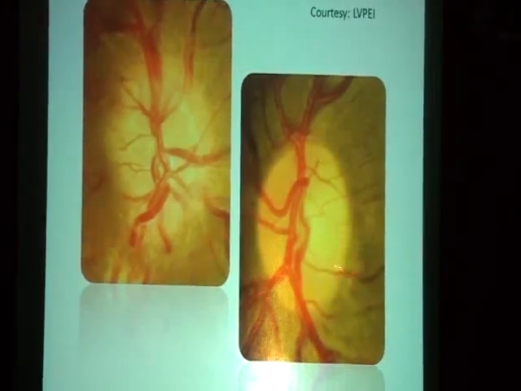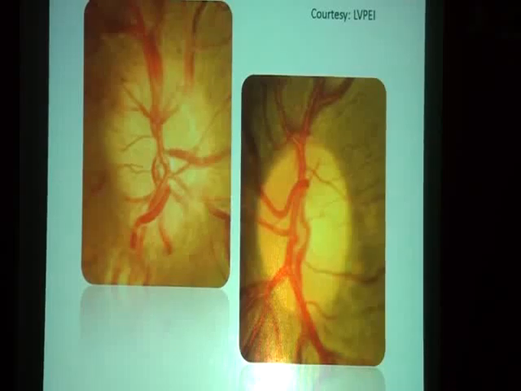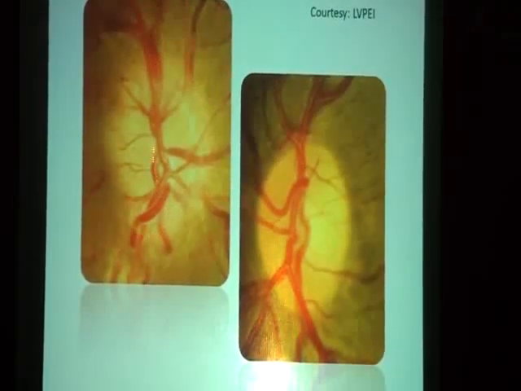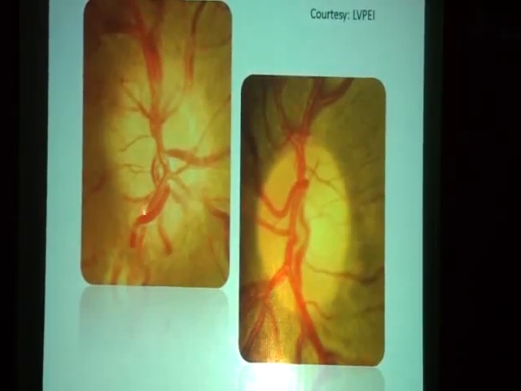Let us look at this disc. This early edema is one which can be easily missed. Okay, this early edema. Now compare this disc with this. This is angry looking. The veins are dilated. And look at the nerve fiber layer.